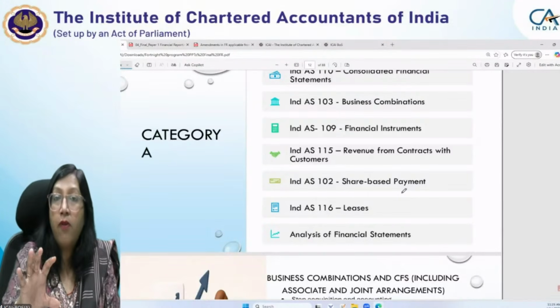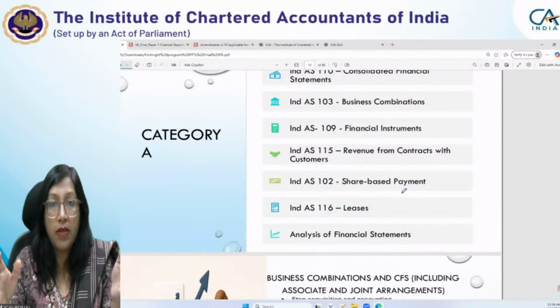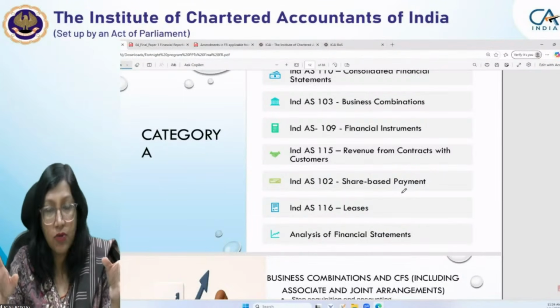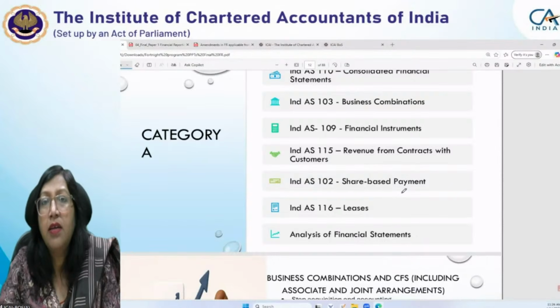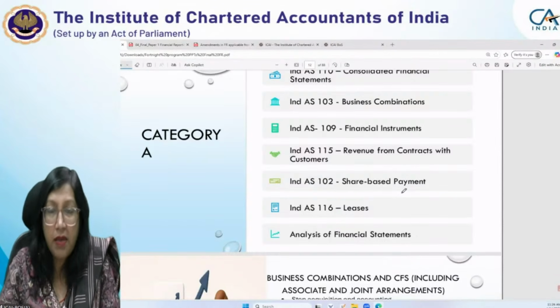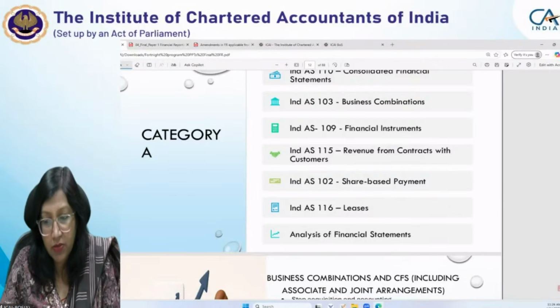Okay, so for analysis of financial statements, there is not a very good number of illustrations. They are almost 6 to 7 case studies. Along with that, we have 7 to 8 test knowledge questions. Prepare them thoroughly, and one question will be there in your examination from this topic.